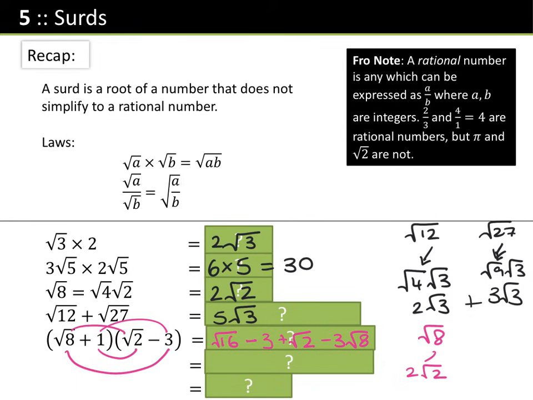Okay? So root 16 is 4, minus 3, plus root 2, minus 3 lots of, and remember, root 8 is 2 root 2. Okay? So 3 lots of 2 root 2. 4 minus 3 is 1. Root 2 minus, these two multiplied are going to be 6 root 2. Root 2 minus 6 root 2 is minus 5 root 2. That is our final answer. This is just a quick recap, and this is what we should be fairly happy with from GCSE.